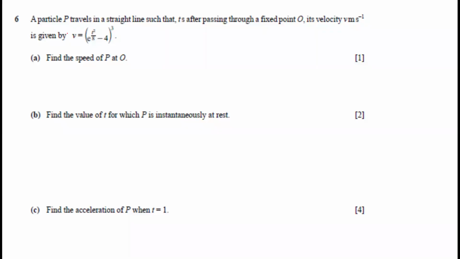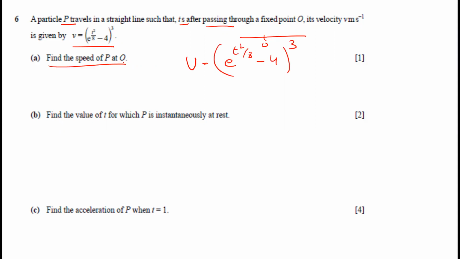So for question 6, a particle P travels in a straight line such that t seconds after passing through a fixed point O, its velocity is given by v = (e^(t²/8) − 4)³. Now we need to find the speed of P at O.